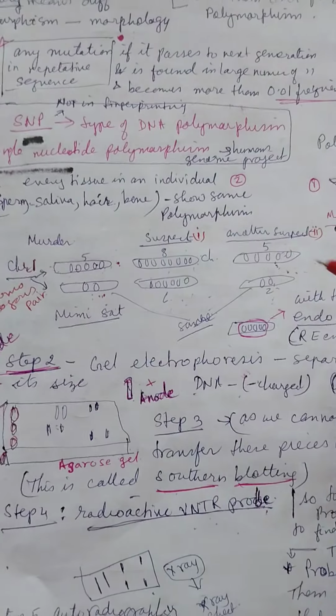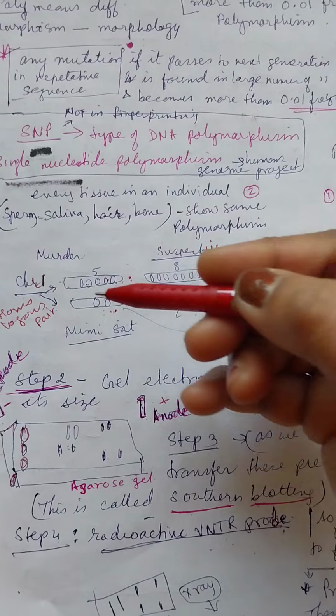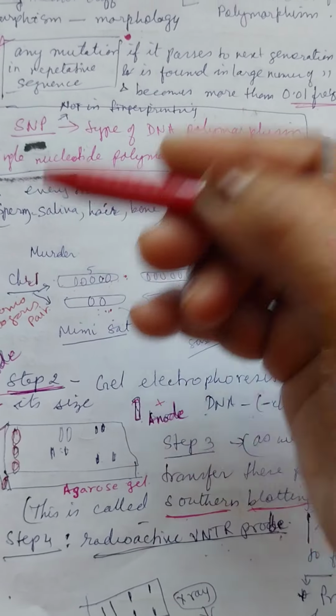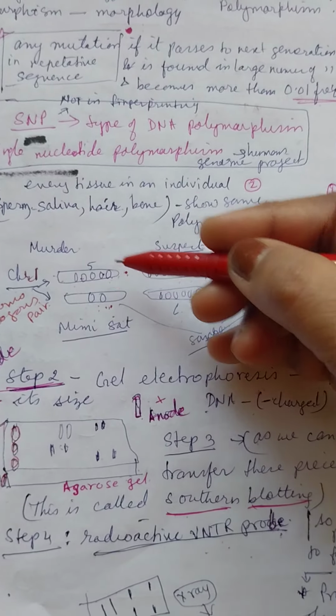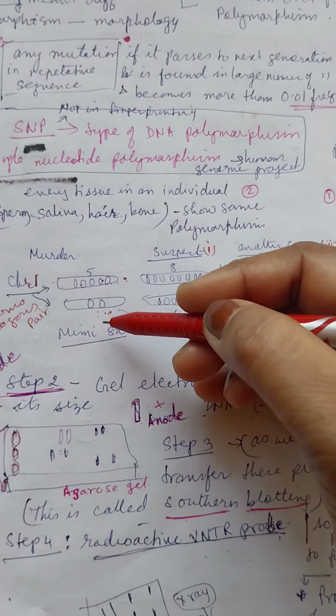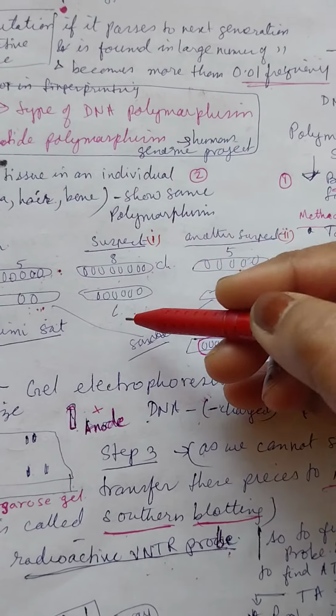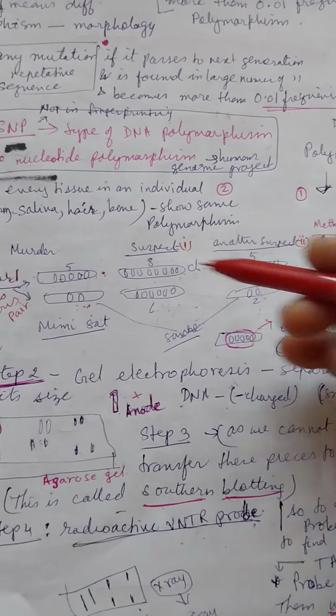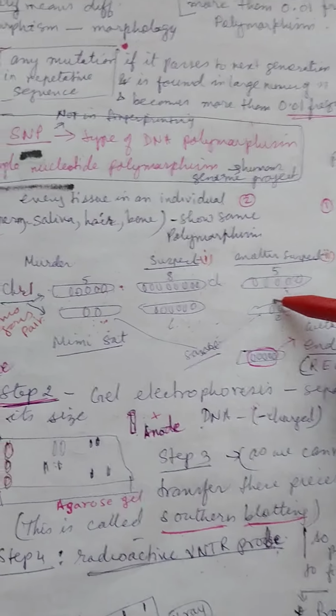Take an example of a murder scene. All the chromosomes are studied. I have taken chromosome number 1. This is the homologous pair. Murderer: 5 repetitive sequences and 2. Suspect 1: 8 and 6. Suspect 2: 5 and 2. So here very clearly we can see that the murder has been done by this person.